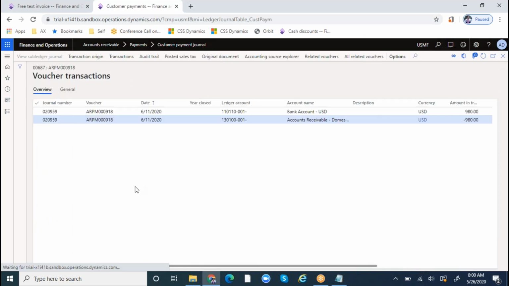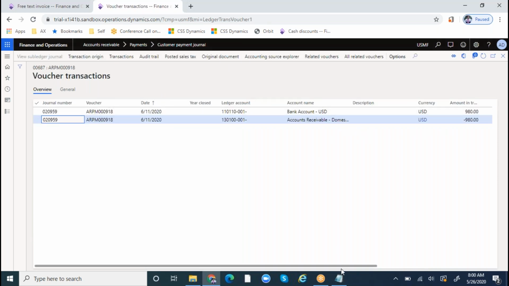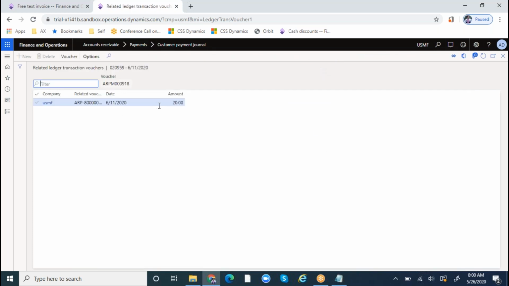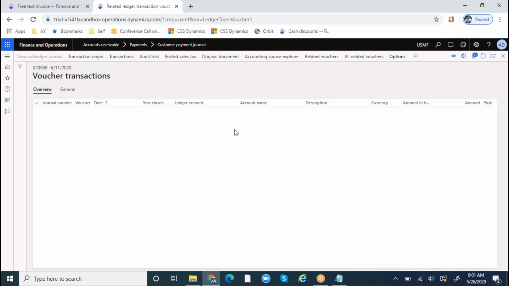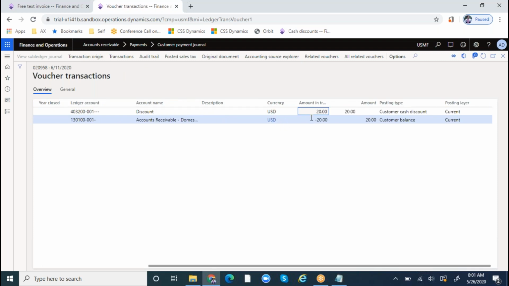So this is the transaction we have paid, that is the customer payment. If you click on voucher, it will show this 980 related voucher only. So here, bank account debit to customer account credit. If you want the 20 related information, then click on related vouchers. Then it will show the related voucher. You can click on voucher. Discount account debit to customer account credit.